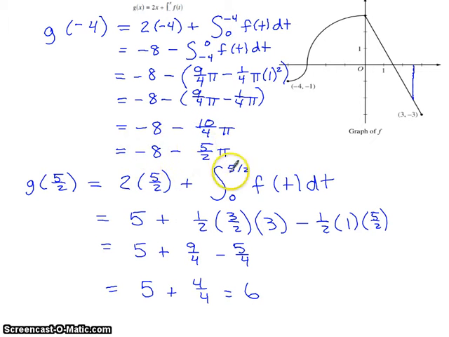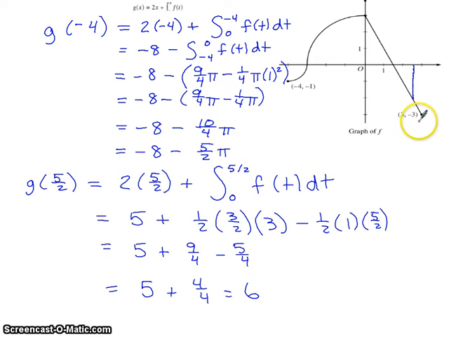And then for g of 5/2, I just tossed 5/2 in place of the x in the function g of x, and I ended up using area arguments to find this. So I had an area of a triangle right here that was above the x-axis, so 1/2, base was 3/2, height was 3, and then I had an area below the x-axis right here that was also a triangle, and that was going to be given by 1/2, base of 1, and then a height of 5/2. So I ended up with a value of 6 after it was simplified for the value of g of 5/2.